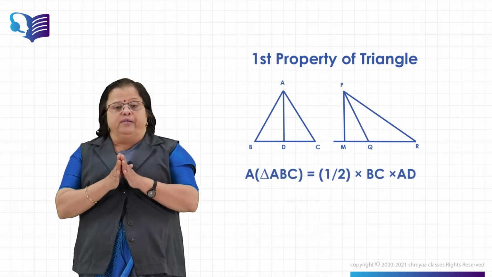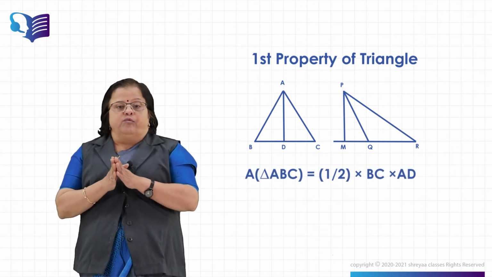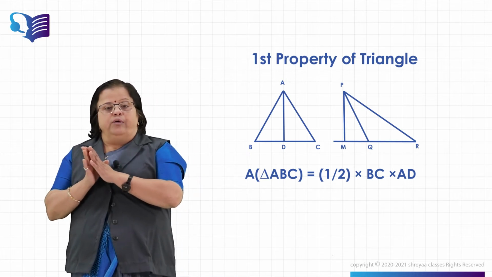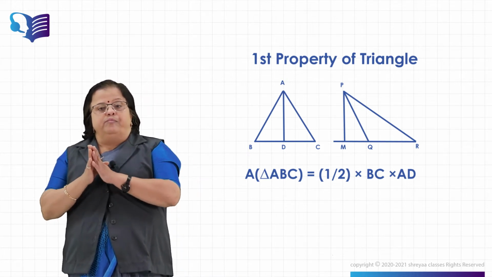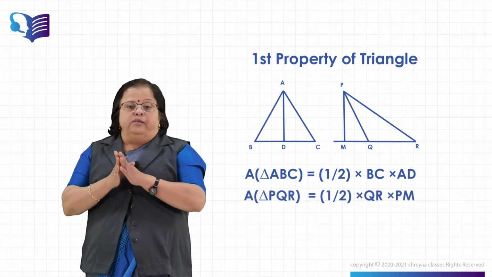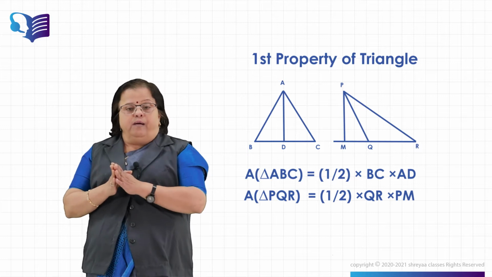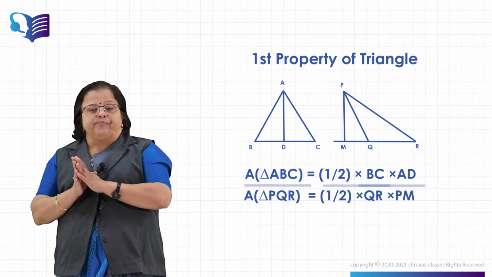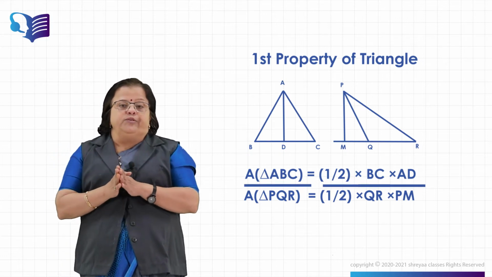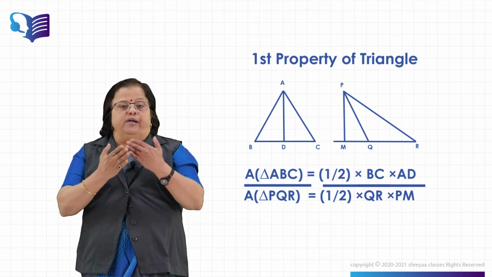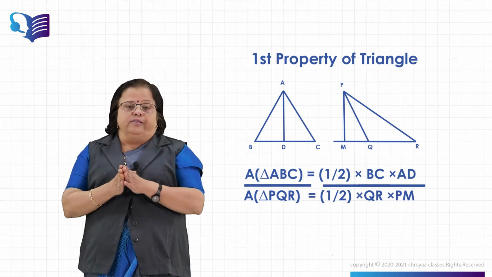Now, area of triangle ABC is given by the formula half into BC into AD, half base into height. Now, area of triangle PQR is given by half into base QR into height PM. Let us find out the ratio. Ratio means what? We have to divide the areas of the two triangles.